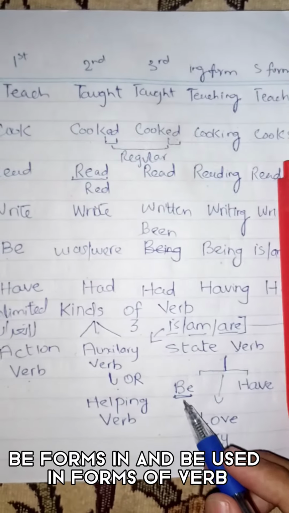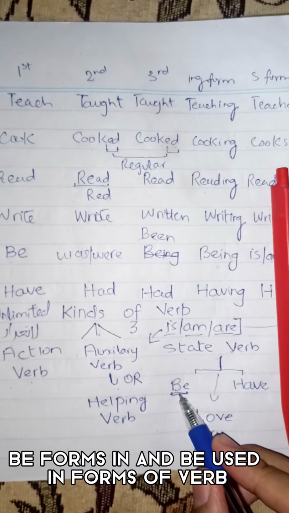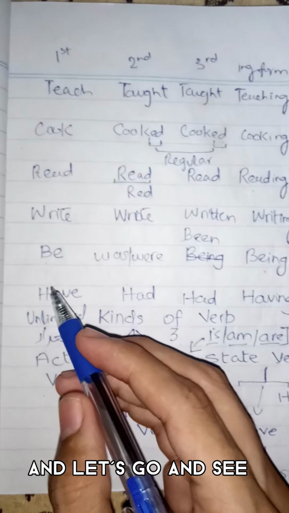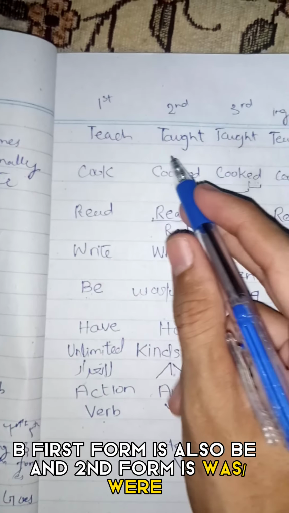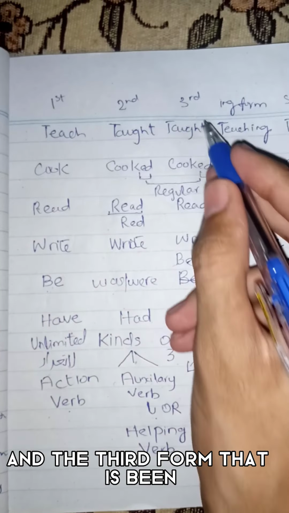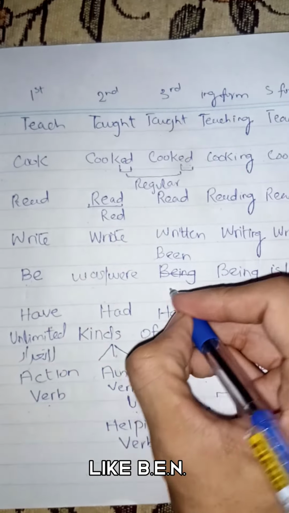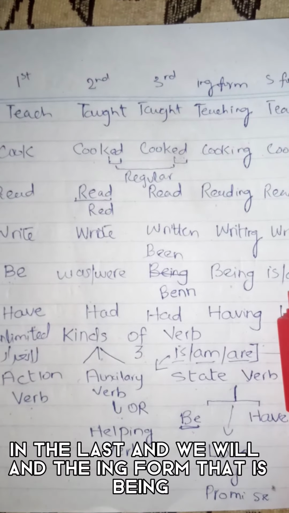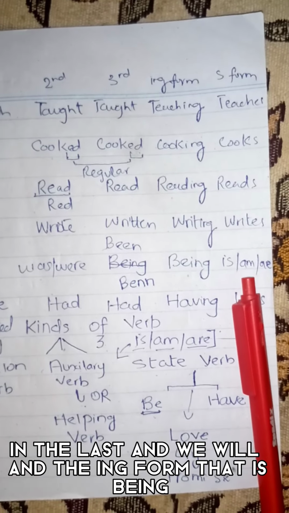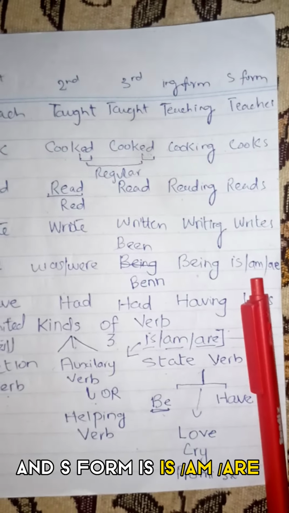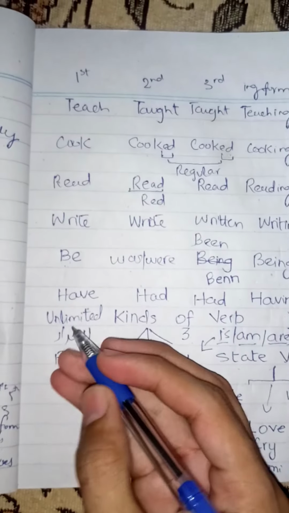Inshallah we will discuss the forms of be. The first form of be is also be, the second form is was, and the third form is been. We speak been like ben. The ing form is being, and the s form is am, is, are, also known as helping verbs.